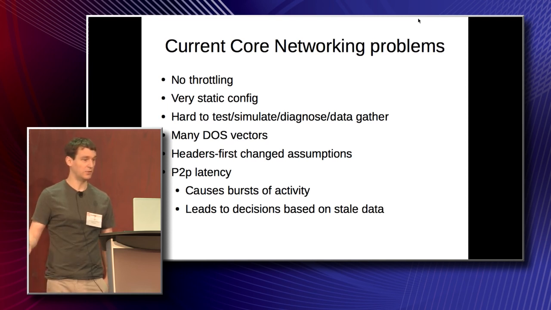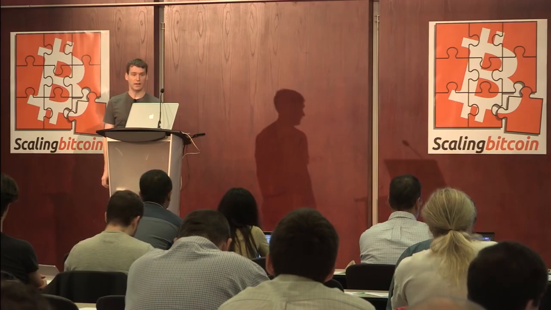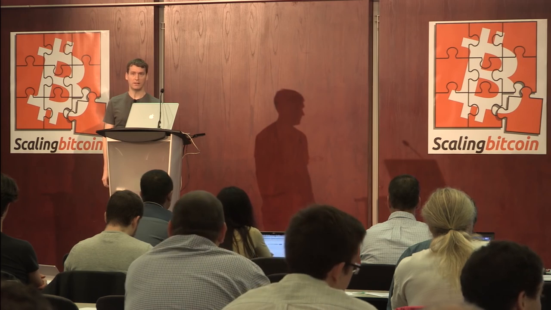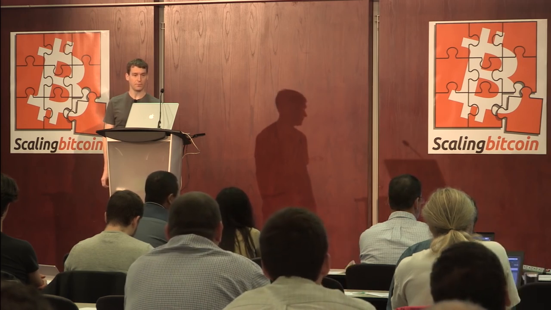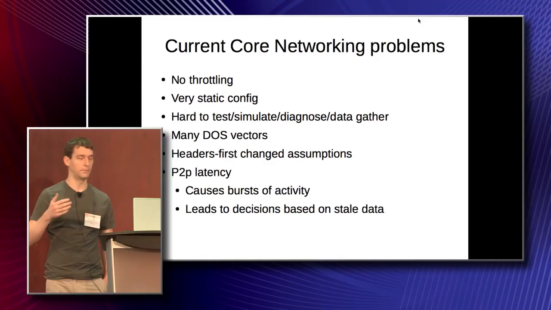The configuration is very static, so in actually hacking on the networking code, you find that it's very hard if you want to do something simple, if you want to disconnect a node, if you want to ban a node, if you want to do things on the fly. It's actually much more complicated than you would expect to do things like that. The same with diagnoses and simulations and testing. Because of that kind of static configuration, it becomes hard to do those things.